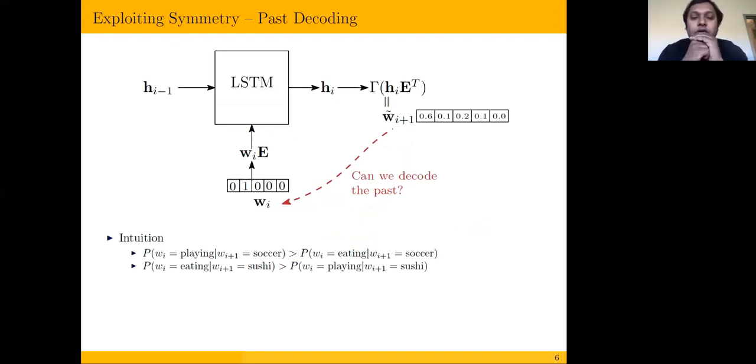So to exploit the symmetry, we ask the following question. Is it possible to decode the last token that the LSTM sees from the next token probability distribution? The intuition can be understood from the following two equations. Suppose the language model knew what the next token was. For example, if in a sentence the I plus one token was soccer, then there is a higher chance of the previous token being playing rather than eating. So there is a higher chance of soccer being preceded by playing rather than soccer being preceded by eating. At the same time, there's a higher chance of sushi being preceded by eating rather than sushi being preceded by playing.